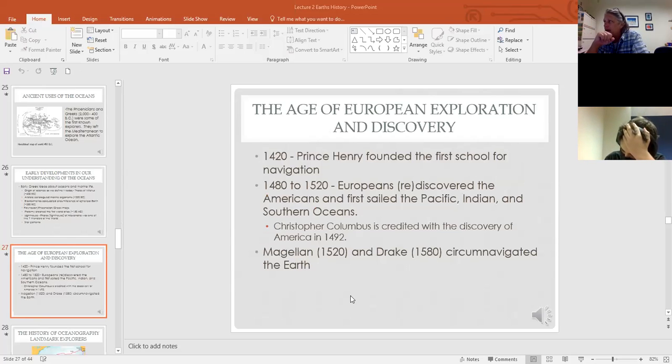Now, European exploration and discovery was a little bit bigger. Generally, trade, gold, and things like that fueled it. Also, colonization. The first school for navigation was founded in 1420. And then Europeans didn't really discover these places, but they were discovered before, then rediscovered by Europeans.